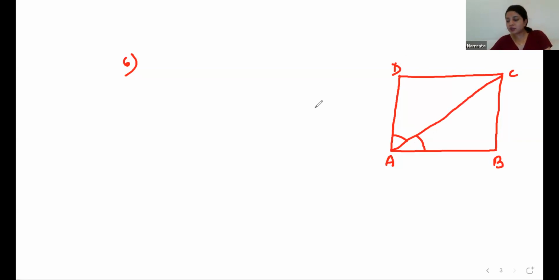Diagonal AC of a parallelogram ABCD bisects angle A. So we are having a parallelogram ABCD. Here diagonal AC is bisecting angle A. As we can see, if this is X, this will be X. The diagonal is bisecting the angle, cutting the angle A in two equal parts. Show that it bisects angle C also. So we have to prove that this diagonal AC is bisecting angle C also.